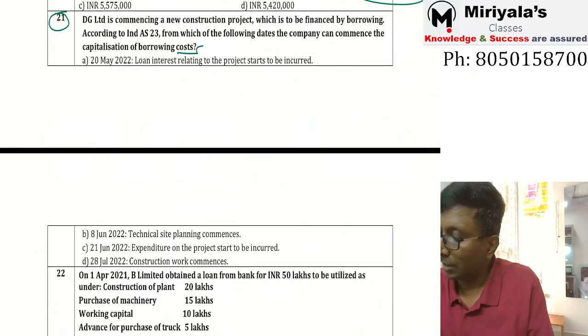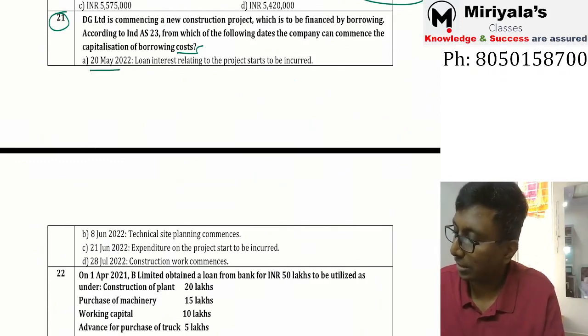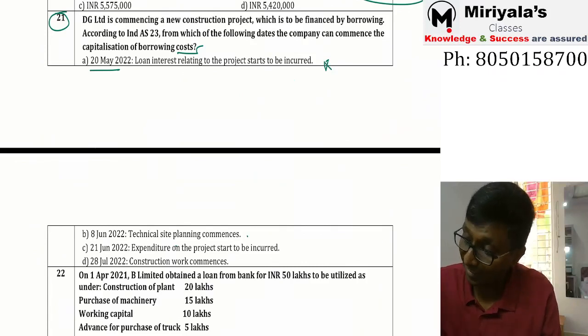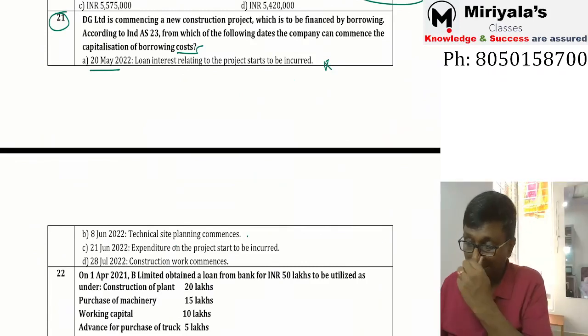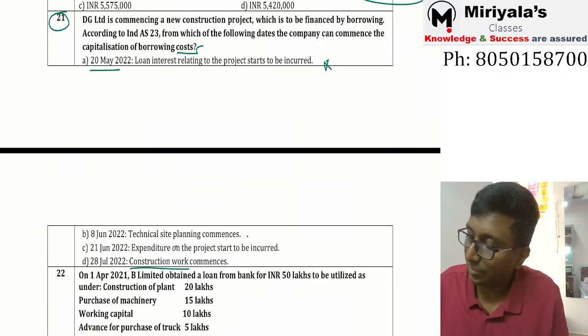I think he has not given the full information, no? Loan interest rate started on the 29th, it seems. Okay, loan interest rate started is not the important point. 8th June, technical site planning commenced. Yes, you should be incurring the interest and the activity should also be in progress. Expenditure on the project started to be incurred. Construction work started. Physical construction activity is not necessary. Some expenditure is supposed to be incurred.